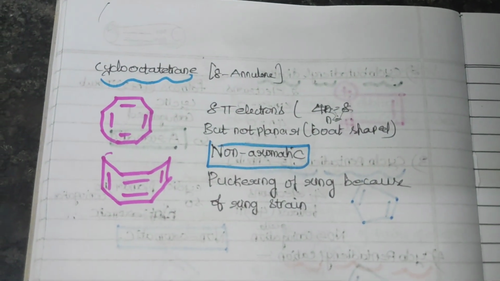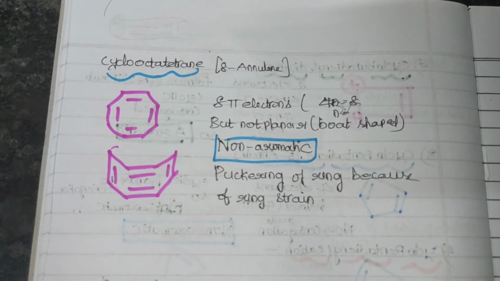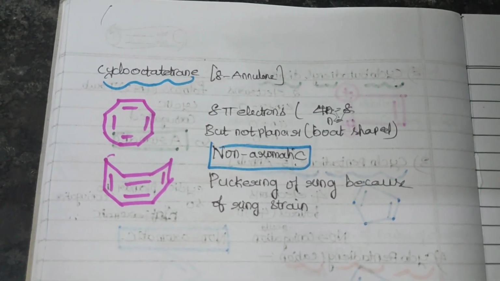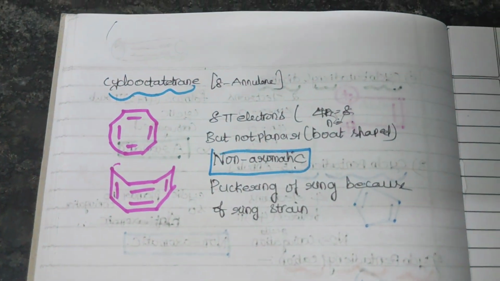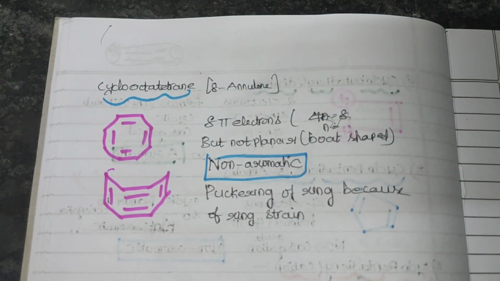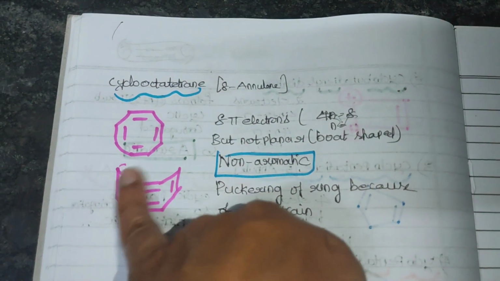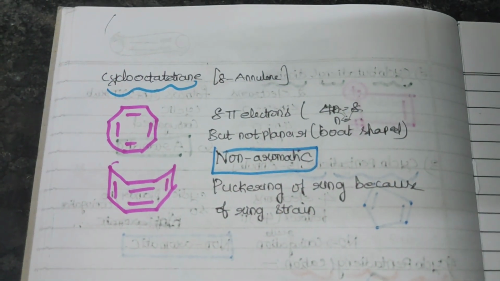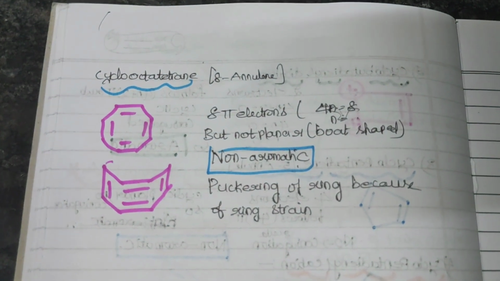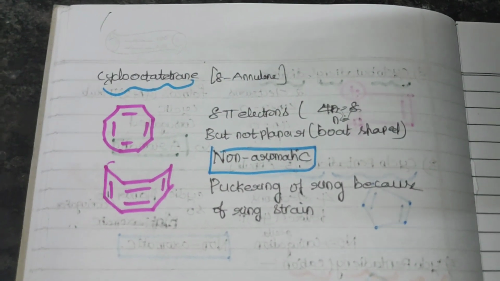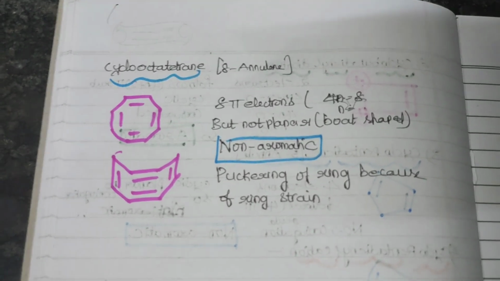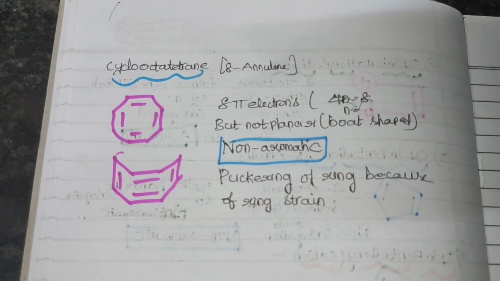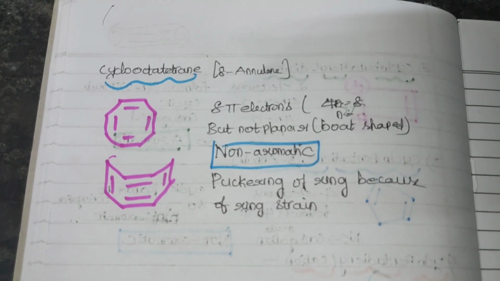Next, cyclooctatetraene, [8]annulene. It will have 8 pi electrons, 1, 2, 3, 4 double bonds, so 8 electrons. But it is not planar because of puckering of the ring, because of ring strain, so it becomes boat shaped. So it is a non-aromatic compound, but it should actually be anti-aromatic because it follows the 4n pi rule. Because of this non-planar structure, it becomes a non-aromatic compound.